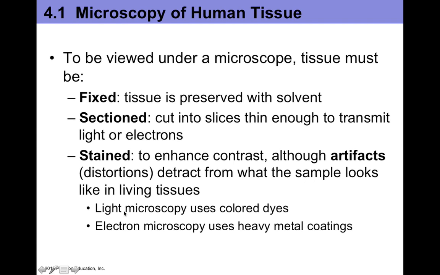Now, light microscopy, which is the type we're using in lab and the type that we'll see a lot of in this chapter, uses different types of colored dyes that help increase the contrast of the tissue. Otherwise, you can also use electron microscopy, and the way you get the image here is you have to coat your specimen in heavy metals. That way, when you bounce electrons off of it, you can get a nice resolution of your image.